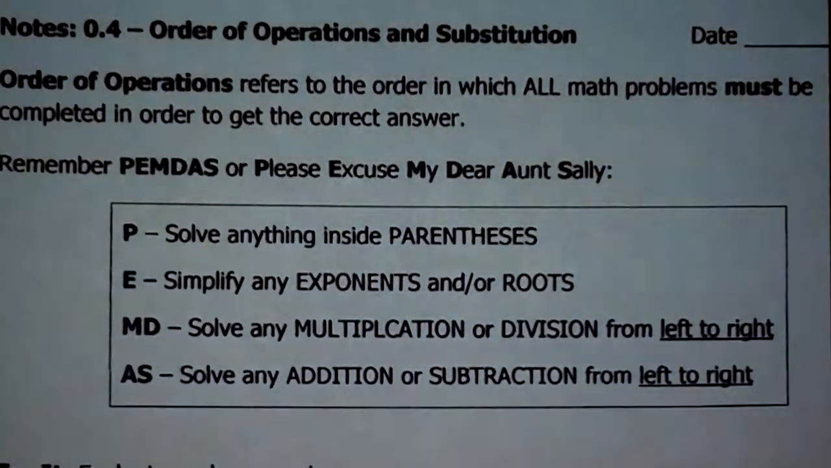So order of operations refers to the order in which all math problems must be completed in order to get the correct answer. It's no surprise that in math order should matter because the math is so structured, isn't it? There's a step-by-step process for everything, it seems. There's a step-by-step process in order to figure out how to solve problems as well, which is good. Otherwise, you could get several answers instead of one, and that could be quite frustrating.